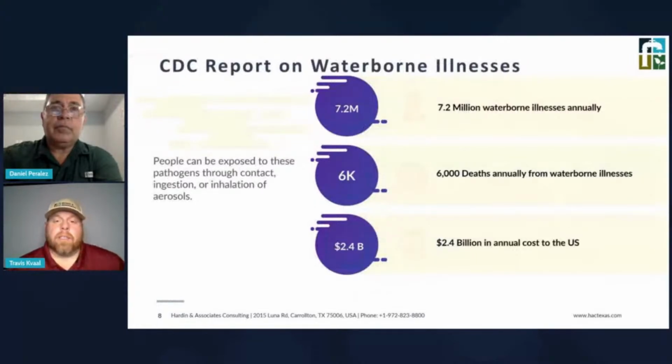And here are some really stark numbers from the CDC on waterborne illnesses. Every year we have 7.2 million waterborne illnesses reported. 6,000 deaths are attributed to waterborne illnesses every year. And all of that adds up to $2.4 billion in annual cost to the U.S. economy.